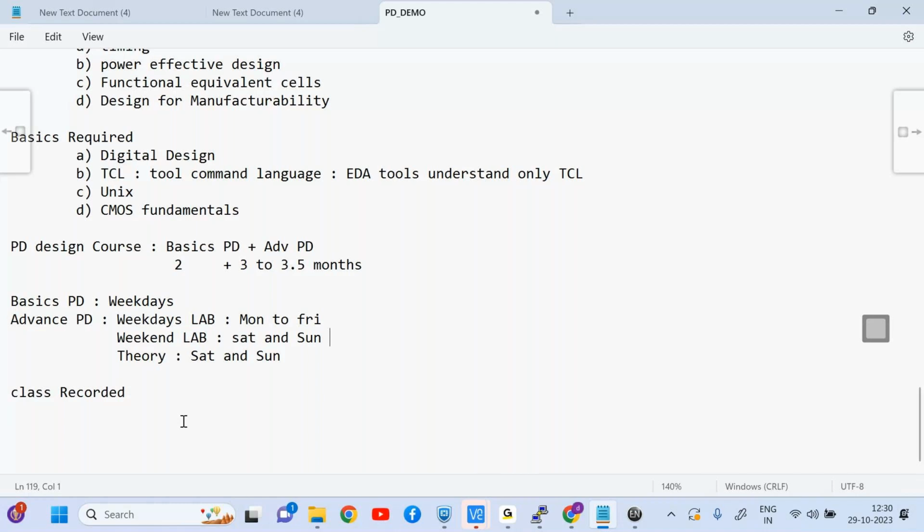The basic PD will be in the morning. For Advanced PD, the admin will inform you. You can communicate with the admin in the group, and they will inform you, including the class timing. Basic starts from tomorrow itself, from Monday.